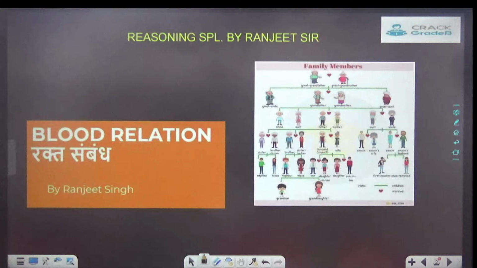Let's start with the last class of this topic, blood relation. Today we are going to wind up the topic, blood relation. Today it will be the last class of this topic. So I want each one of you to come for the class. And in today's class we are going to discuss one of the most important topic types, which is called coded relationship.